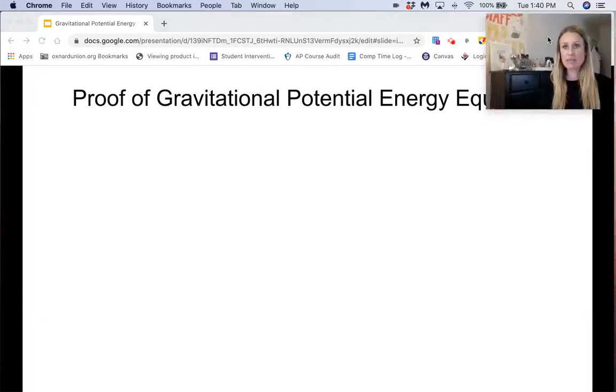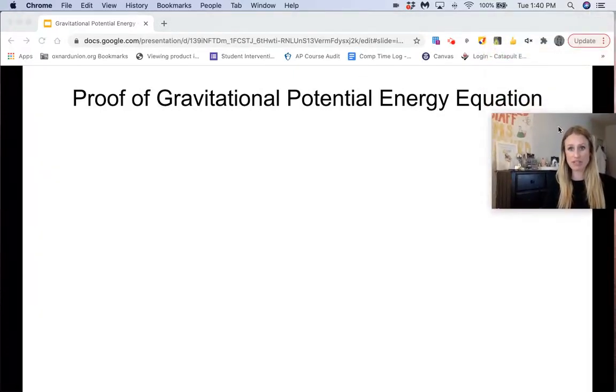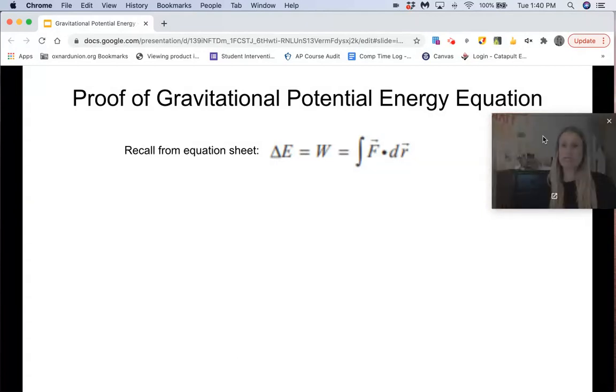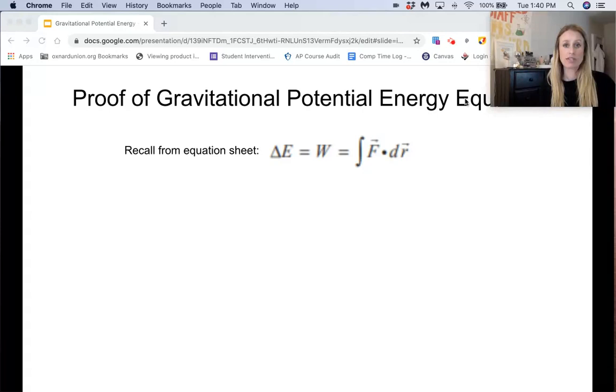Now here is a proof of the gravitational potential energy equation. In your equation sheet, you're given this equation here. We have the change in energy is equal to the work done on the object, and that is going to be equal to the integral of the force with respect to r, so F dr.